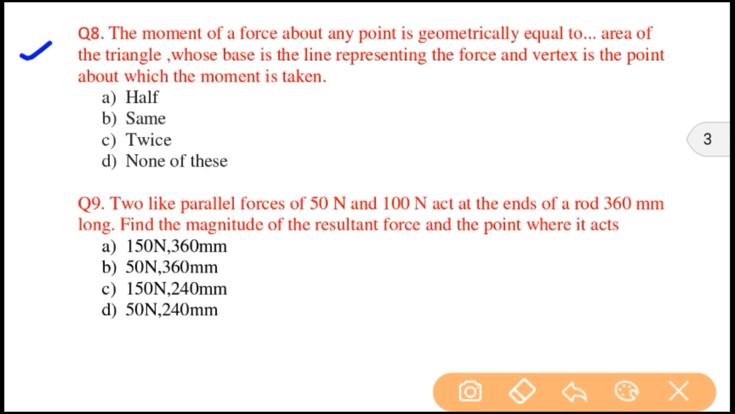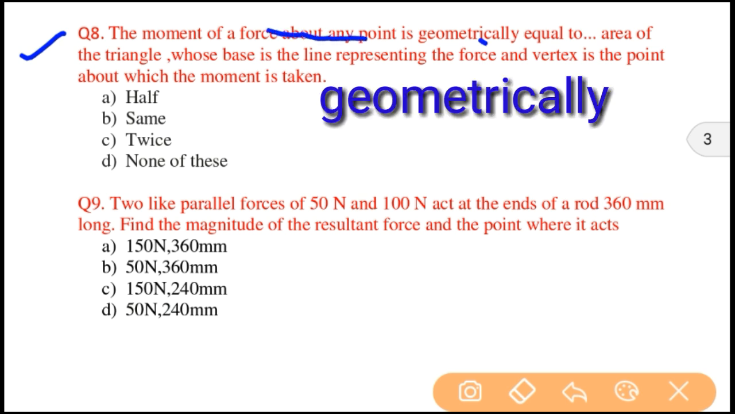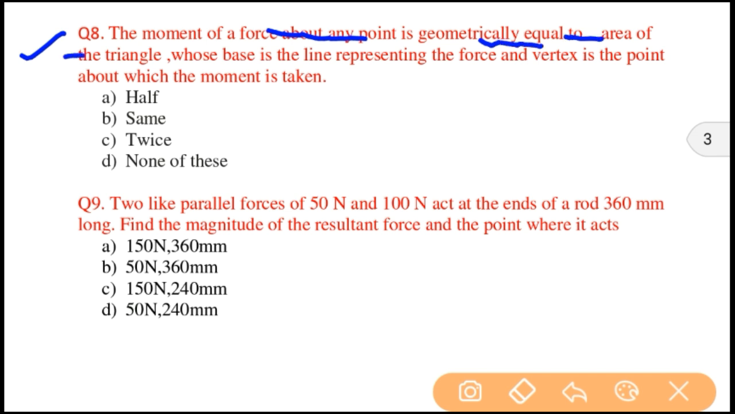In the next question, the moment of force about any point is generally equal to dash area of the triangle whose base is the line representing the force and vertex is the point about which the moment is taken. So here the correct answer will be twice the area of the triangle.